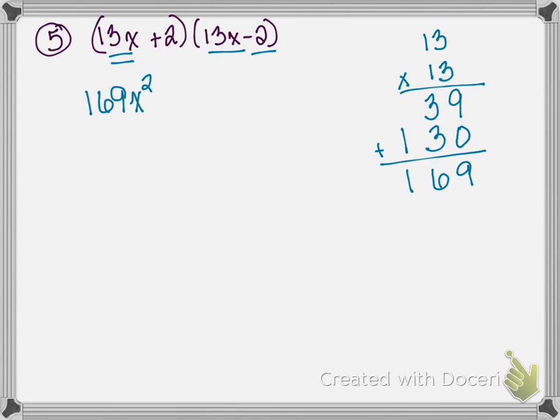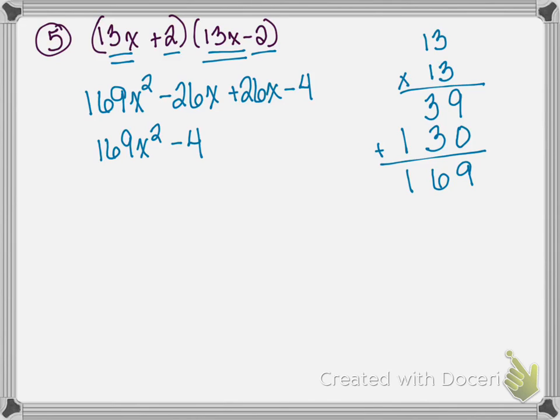13x times negative 2 is going to be negative 26x. 2 times 13x is positive 26x. 2 times negative 2 is minus 4. Okay, what happens to those middle two terms? They cancel.